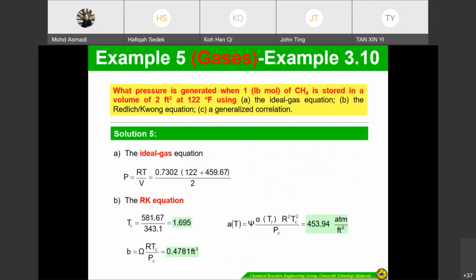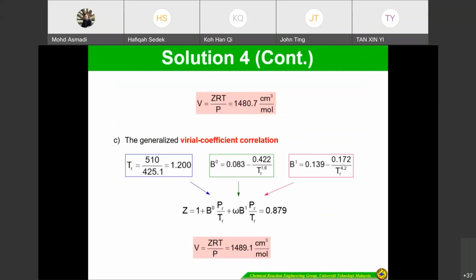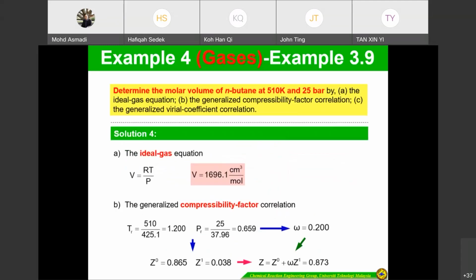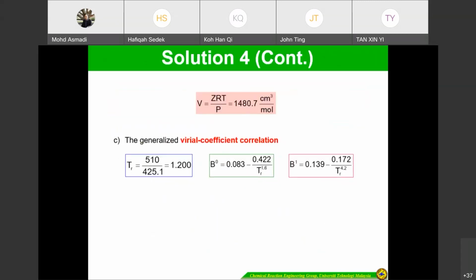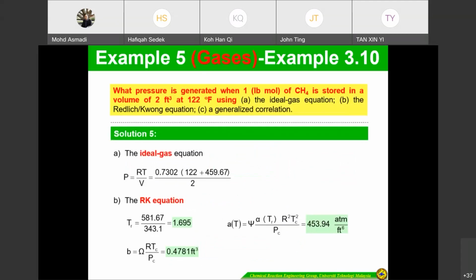Any question about this equation? About the difference between ideal gas, compressibility factor, Lee-Kesler, and also virial, Pitzer virial, and also Pitzer Lee-Kesler? Okay. No? Okay.